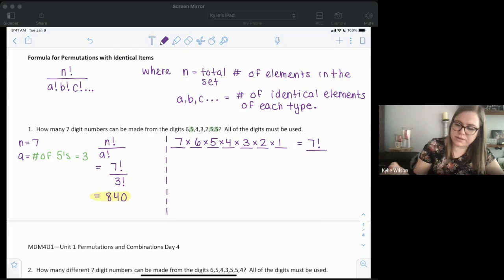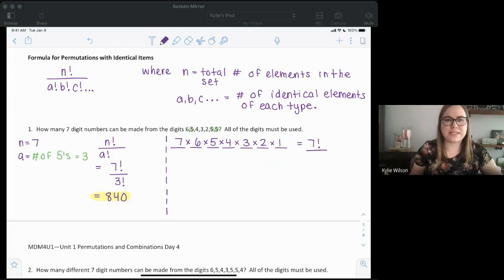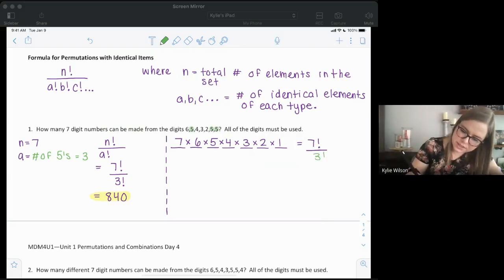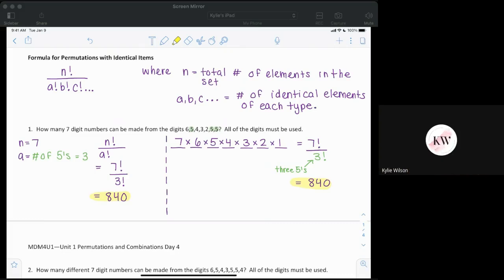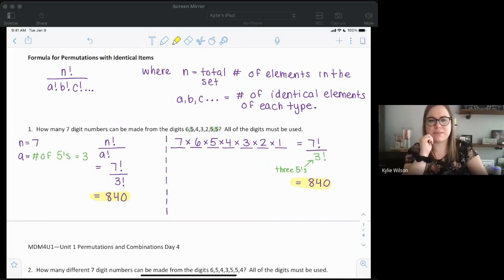But now I need to account for the fact that wherever the 5 goes, it would be the same. So if I move my 5s around, nothing changes. So I need to divide out the information for my 5s. So I have 3 5s, so I divide by 3 factorial, and that's because I have 3 5s. And then I still get 840. So it's very, very similar. It's really not that different of a method. Sometimes it just helps people to see it in this way, and it helps them to understand better.